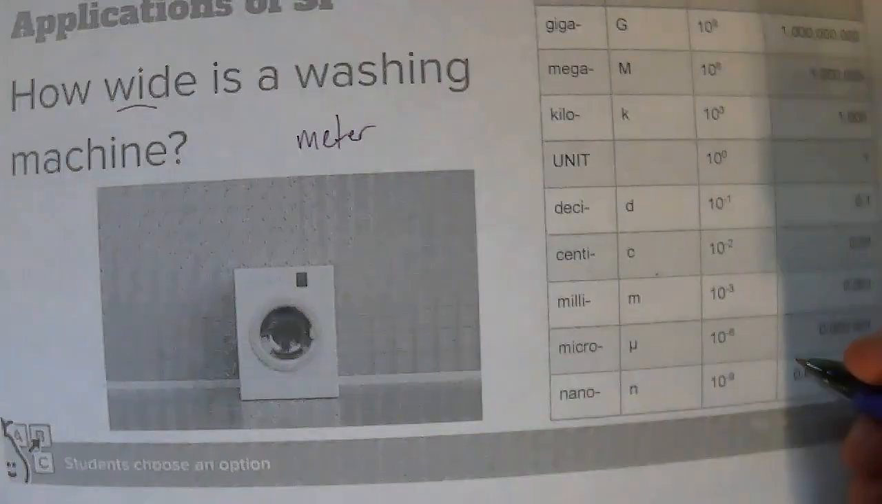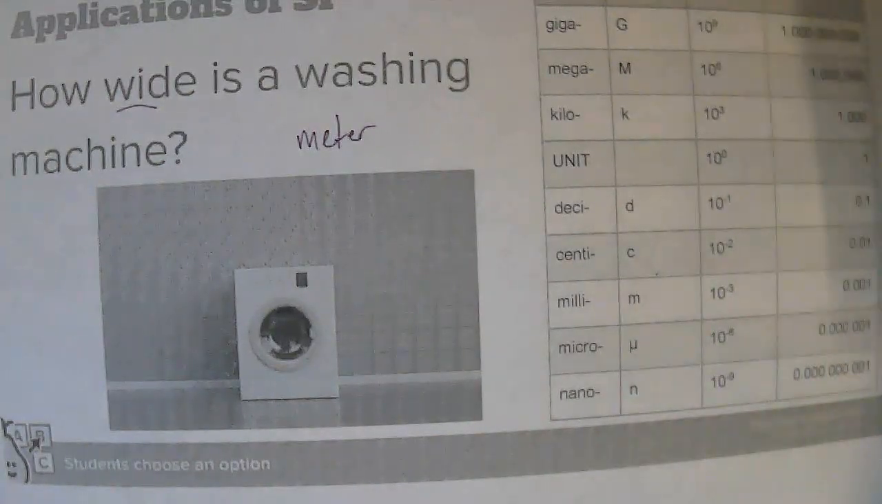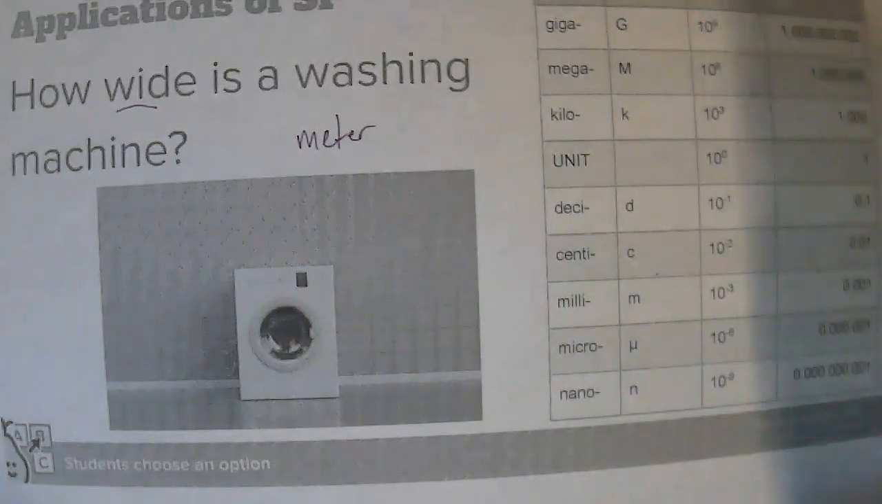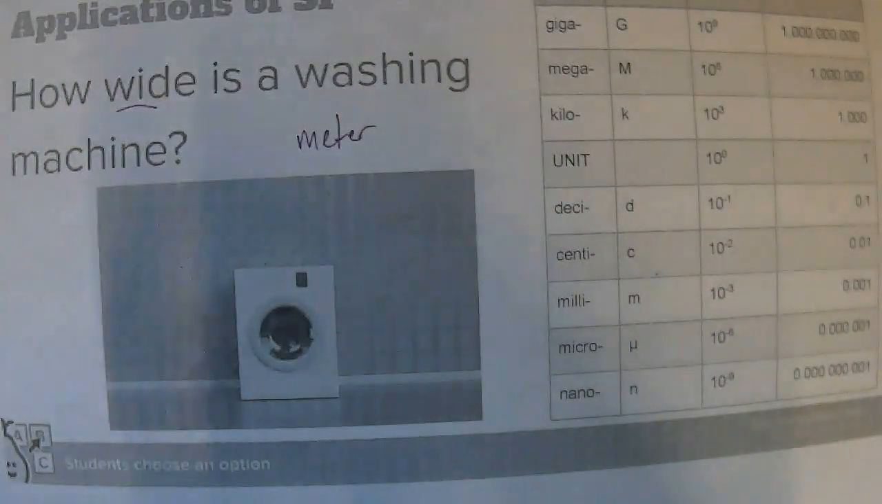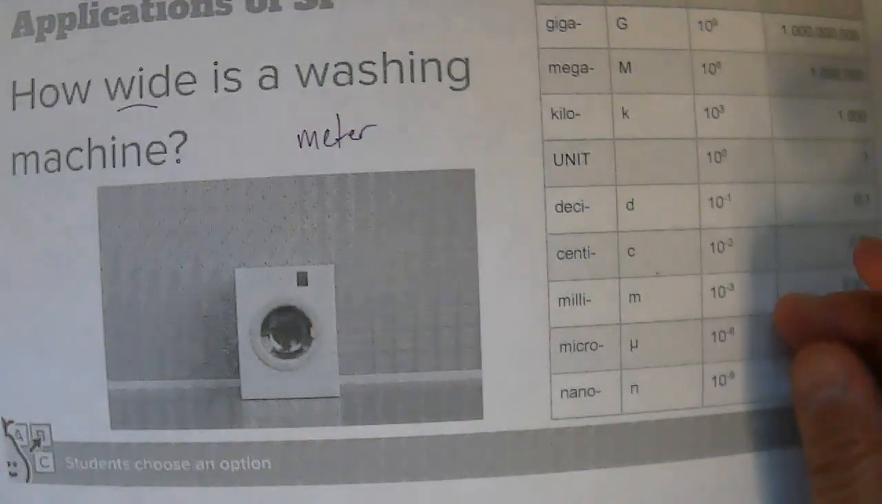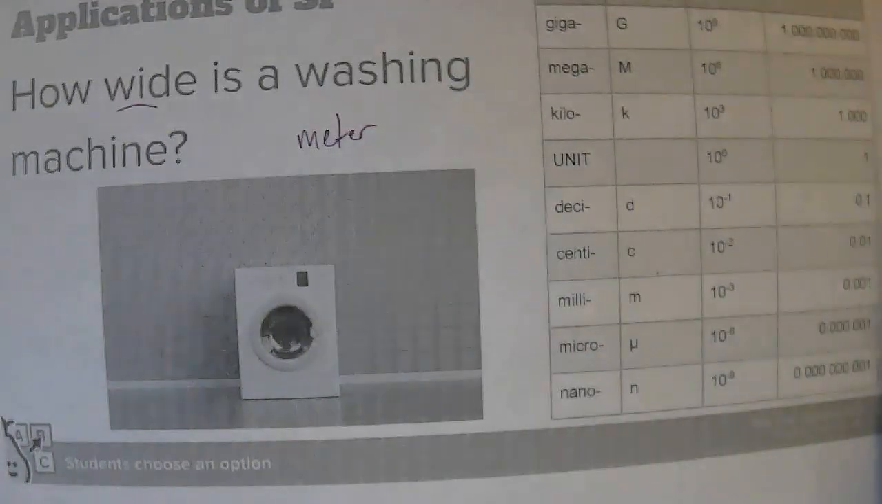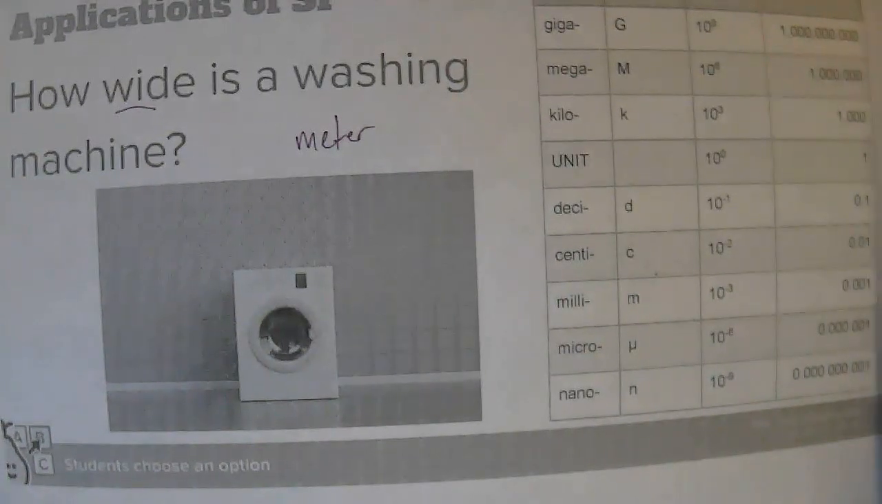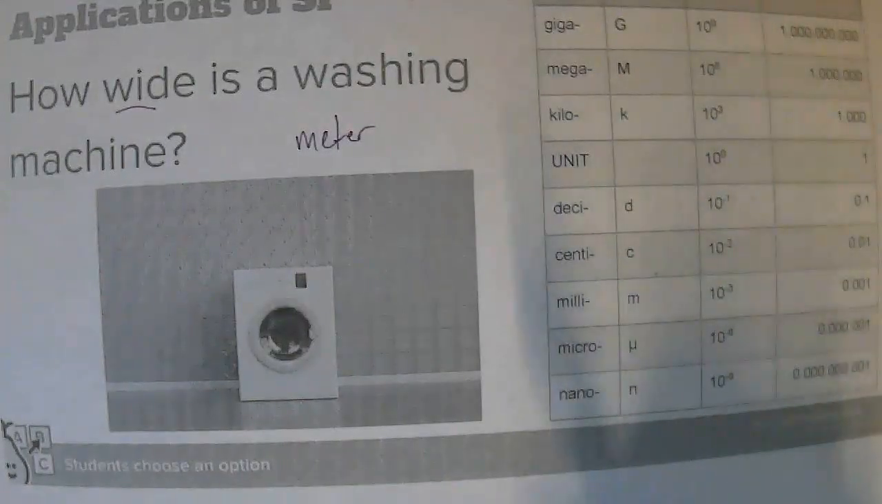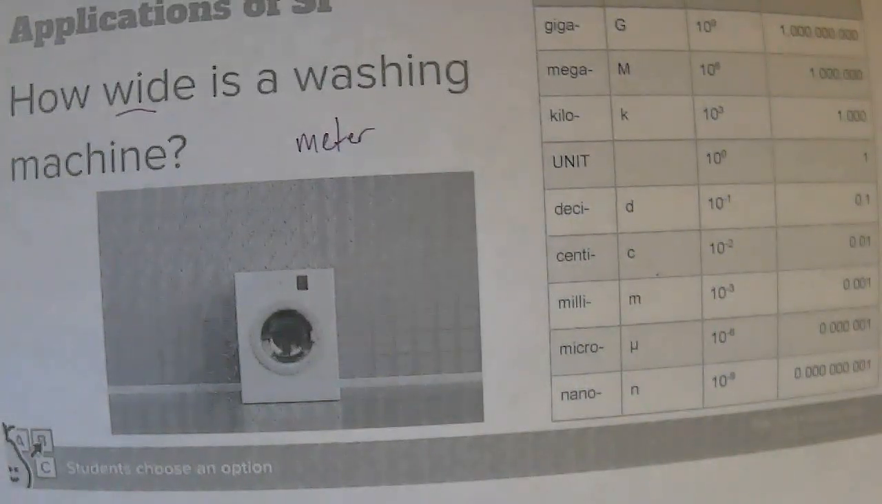It's definitely not a kilometer wide. A kilometer, just to give you an idea, is from the school down to the light downtown. I know that there's several lights downtown, but about that. That's about a kilometer, so it's definitely not a kilometer wide. It's about a meter. You've seen meter sticks, probably, or yardsticks. So that's the length. So there you have it, a little introduction to SI.